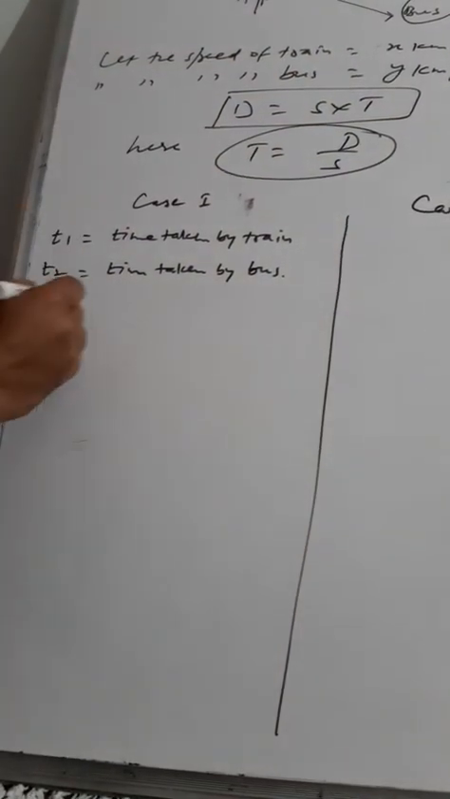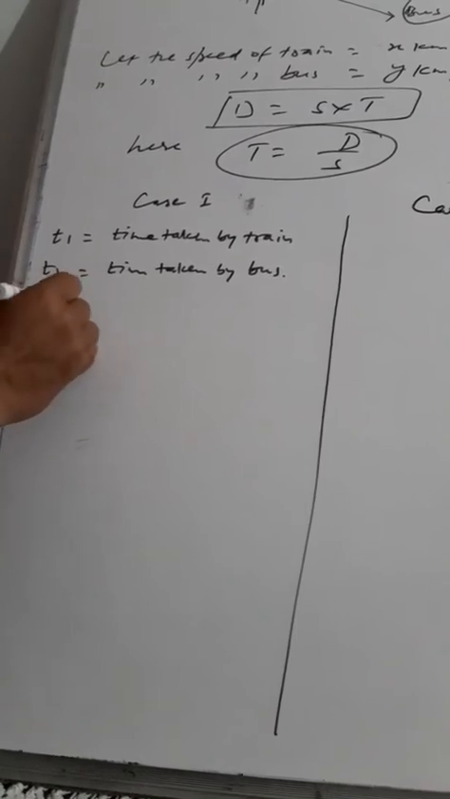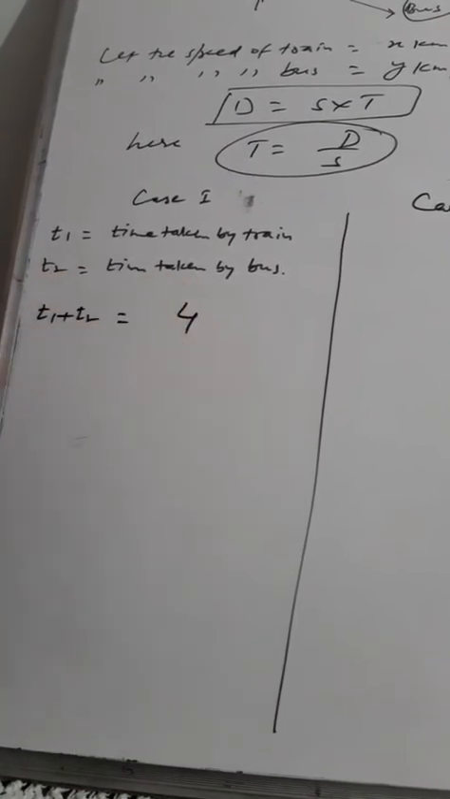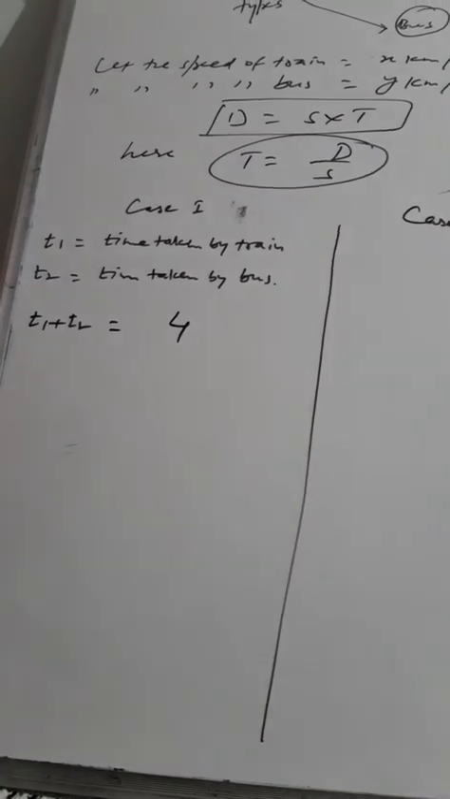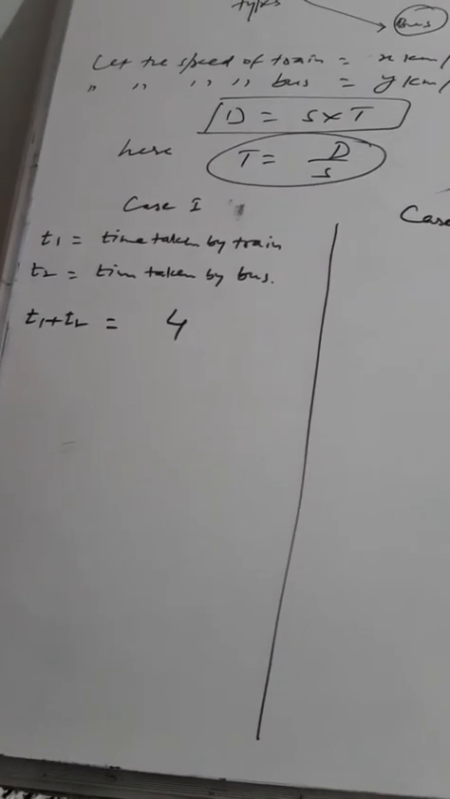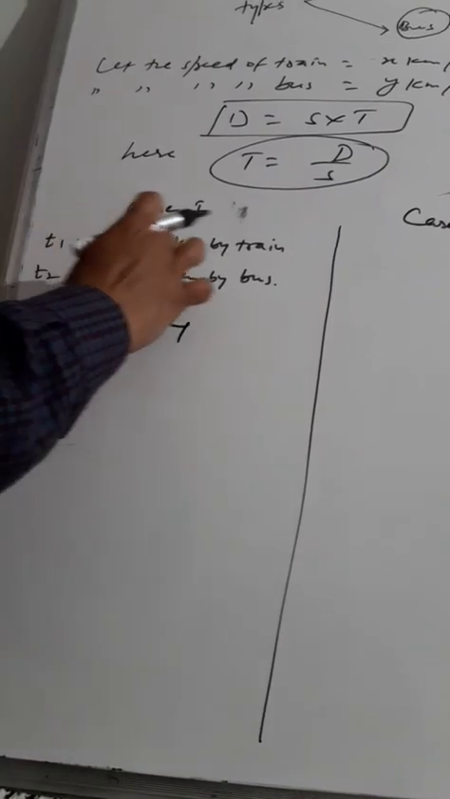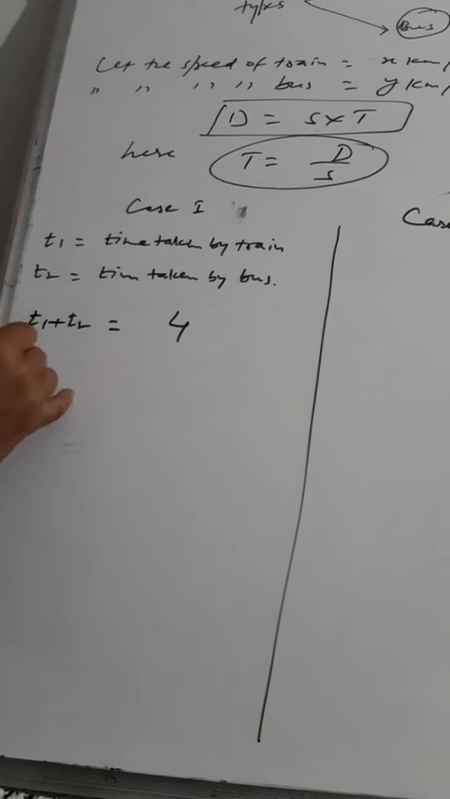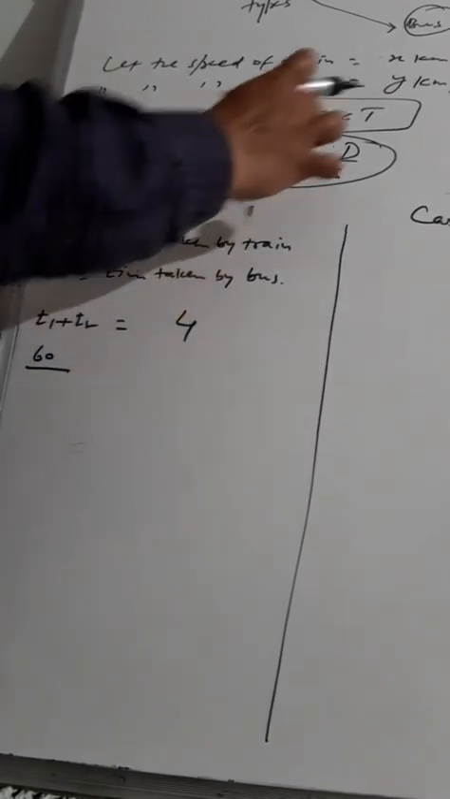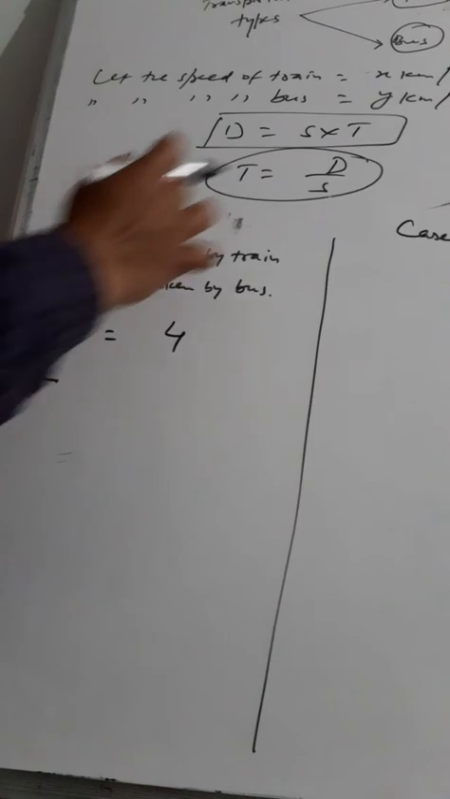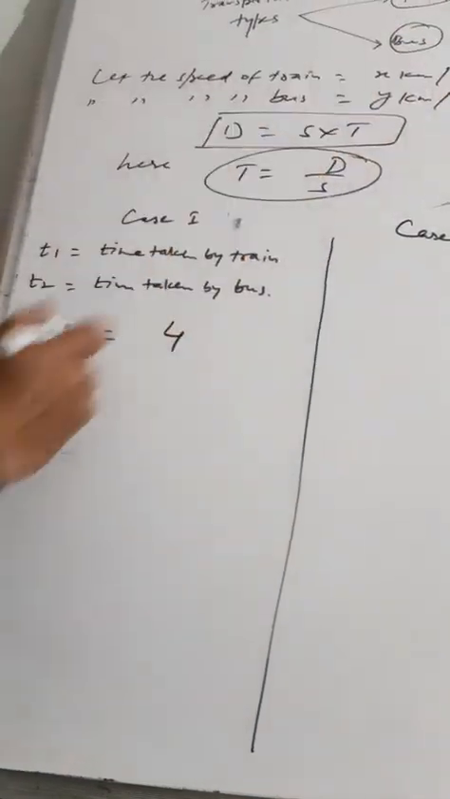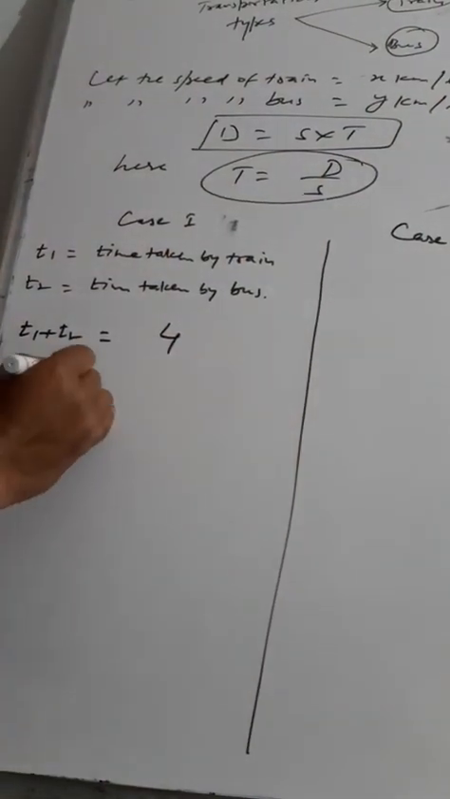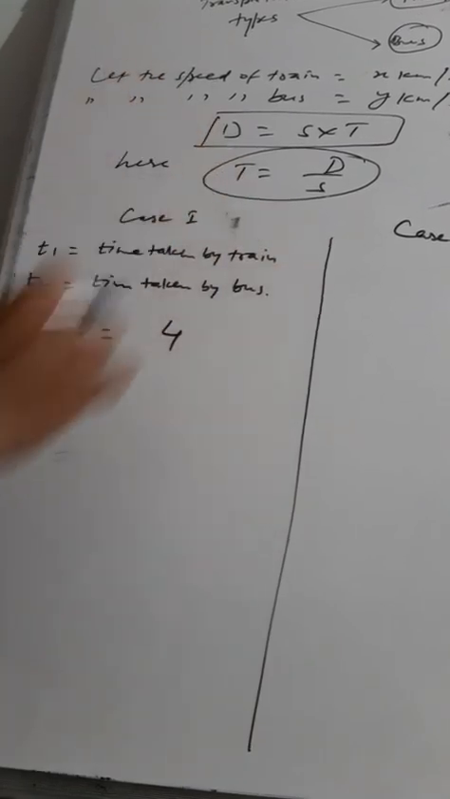And time taken is equal to distance upon speed. So T1 plus T2 is equal to 4, because it is given 4 hours. If she travels 60 kilometer by train, then T1 is 60 upon x, where the distance is 60 and the speed of the train is x kilometer per hour, plus T2, the time taken by the bus.